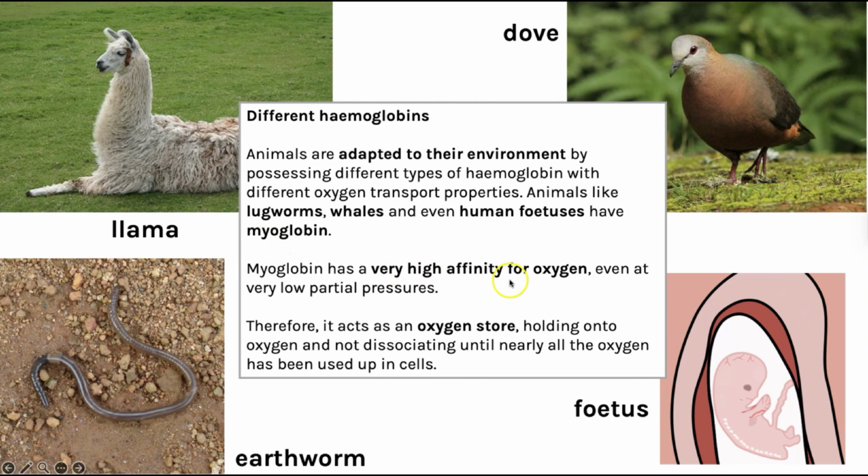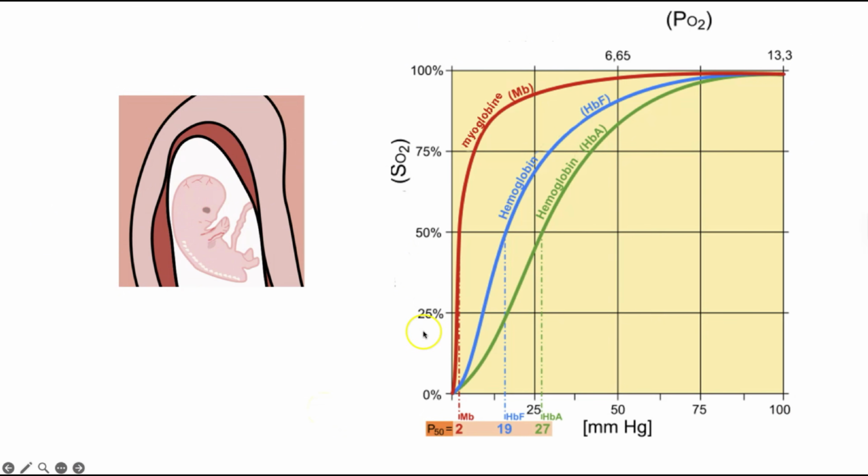Myoglobin has a very high affinity for oxygen, even at very, very low partial pressures, and in that way it can act as an oxygen store. Linked to the fetal hemoglobin, this is showing us in blue the curve for fetal hemoglobin, and green, the adult hemoglobin, and that would be the mother, for example.